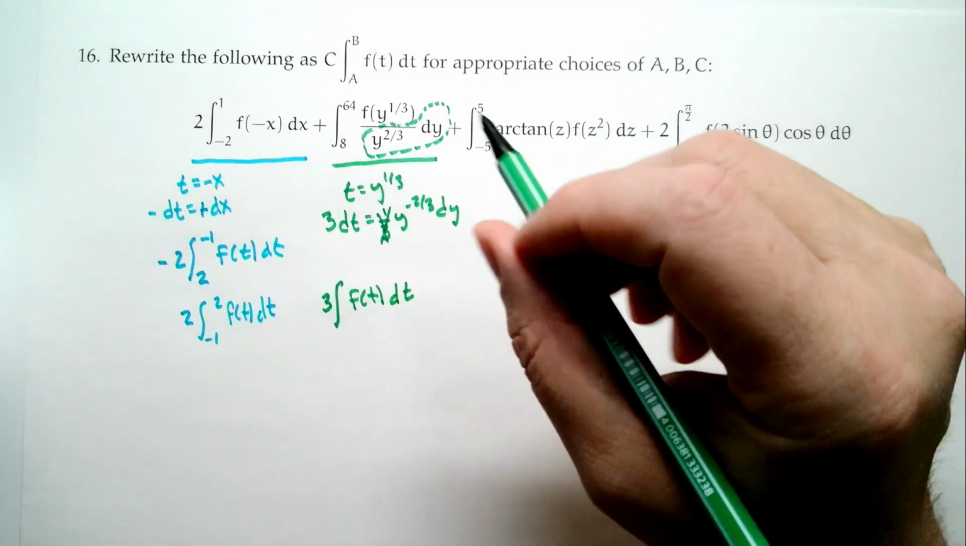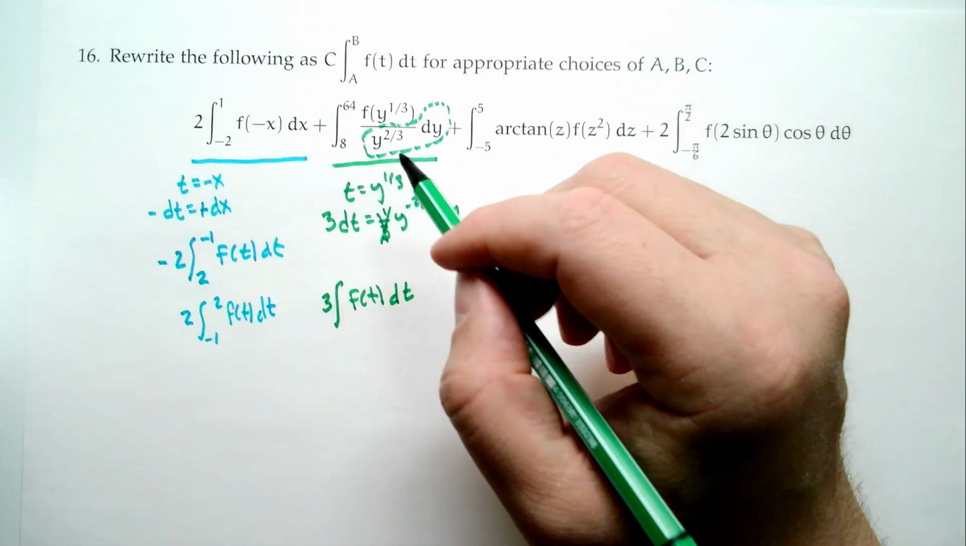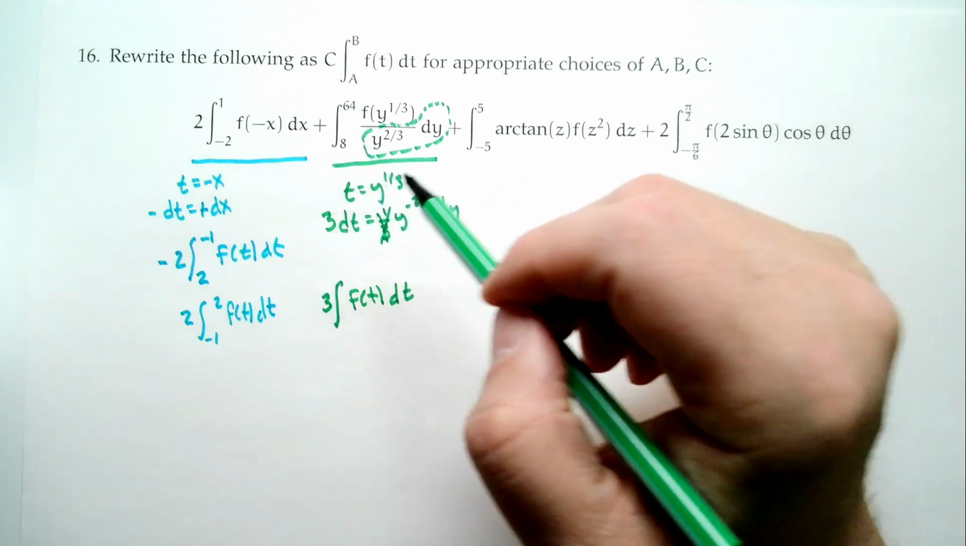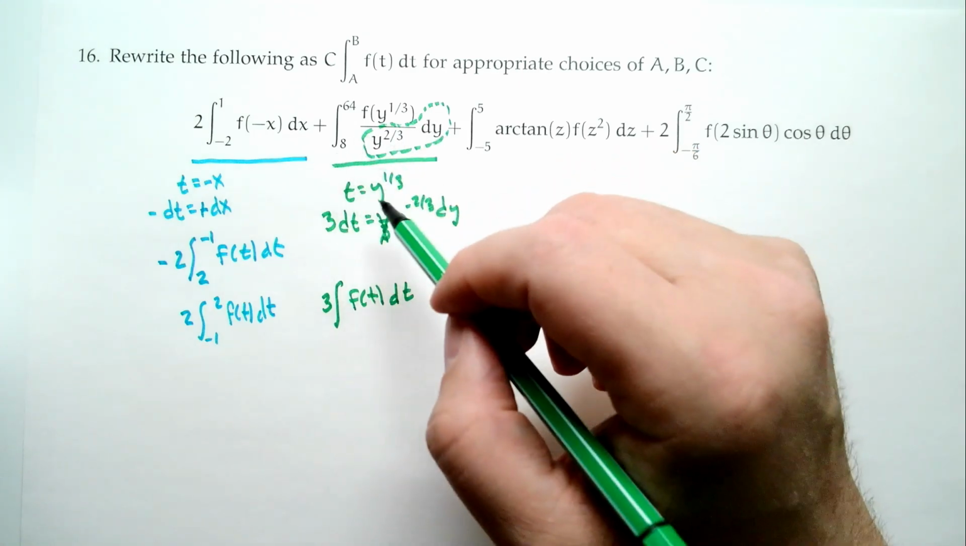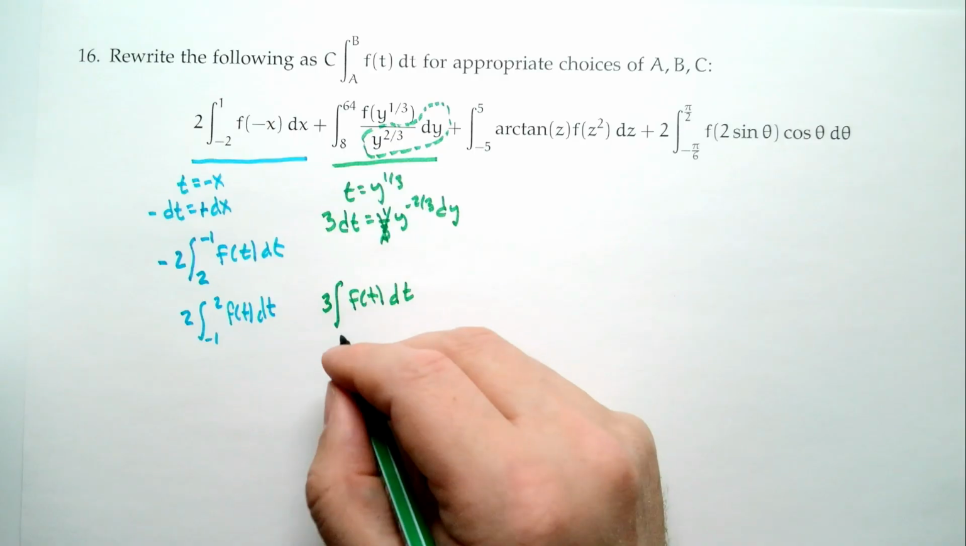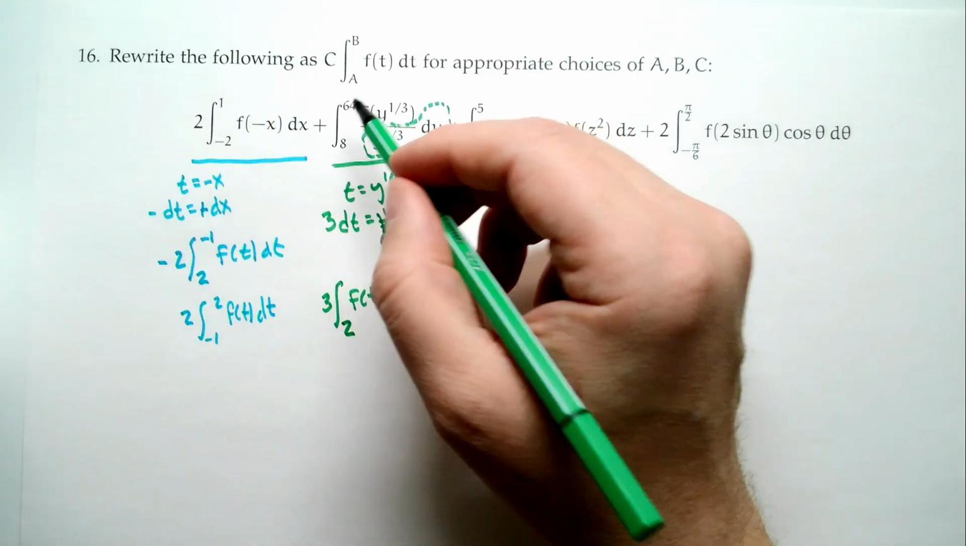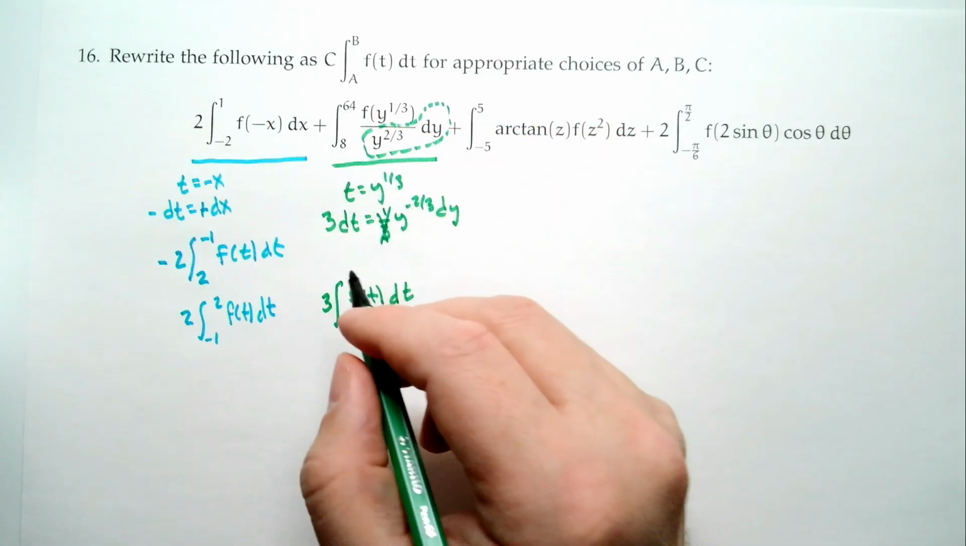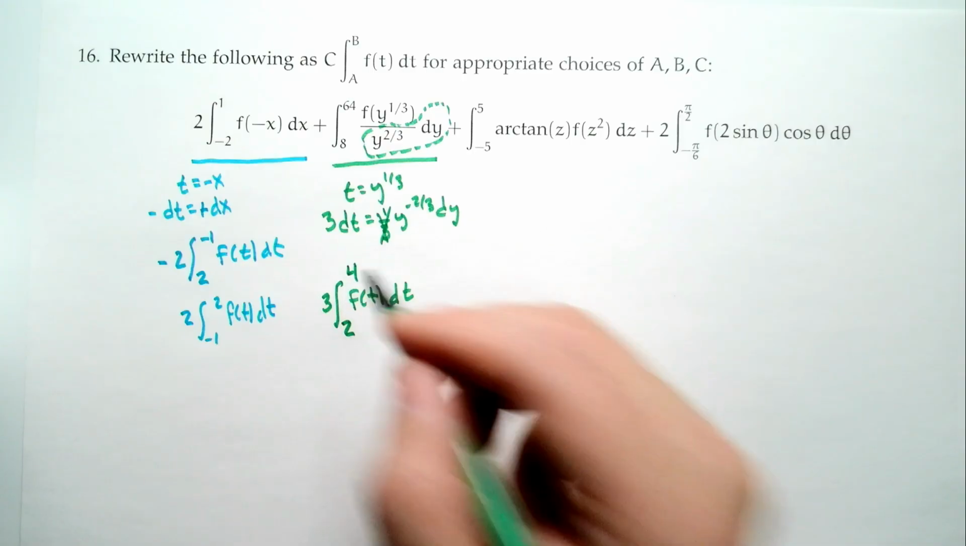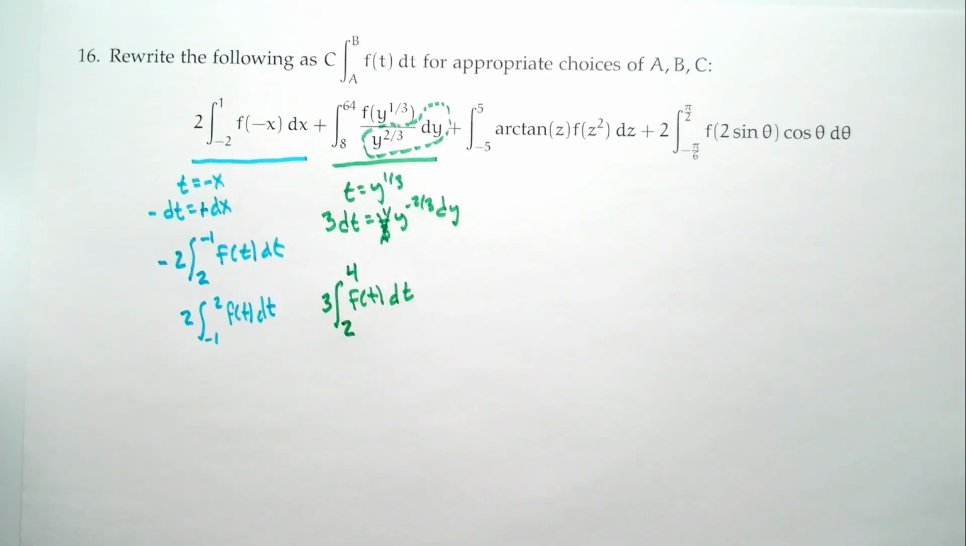Now about the bounds. Well, we have here 8. What is the cube root of 8? It's 2. Then we have 64. The cube root of 64 is 4. So we have 2 to 4, and then we have a factor of 3, f of t dt. All right, that's our second one.